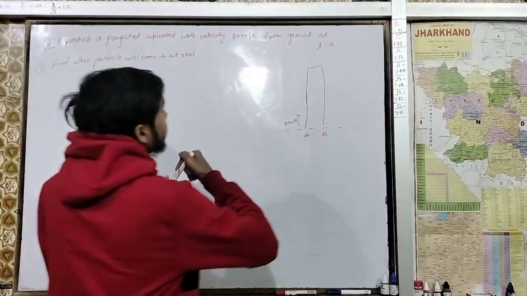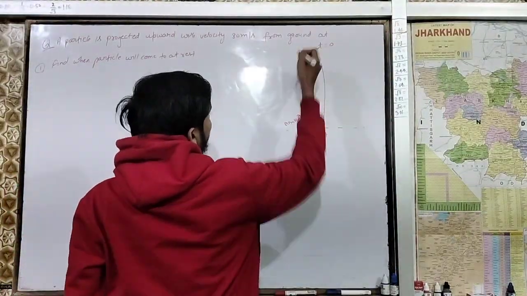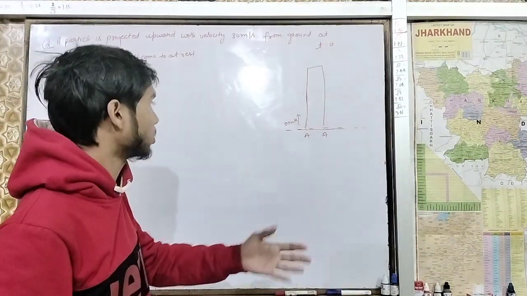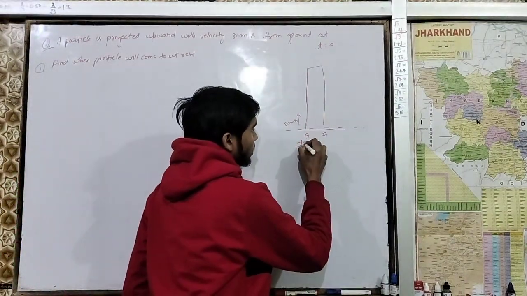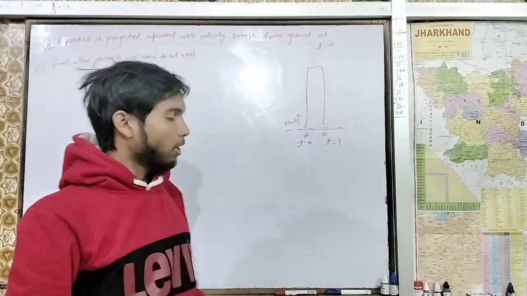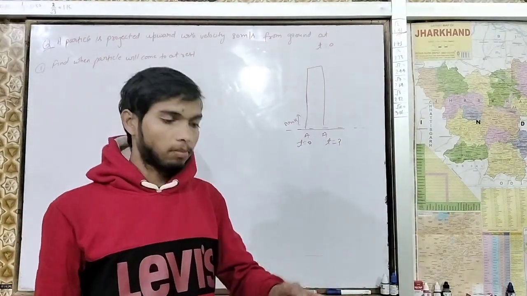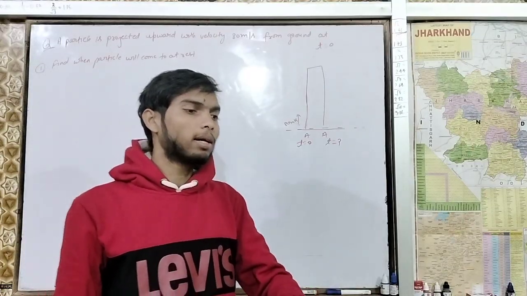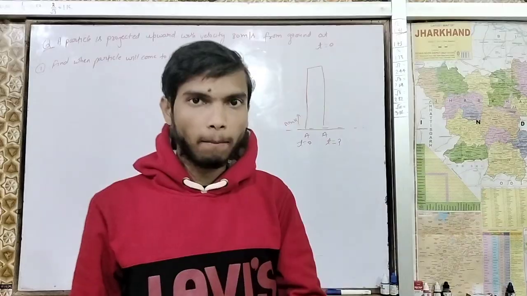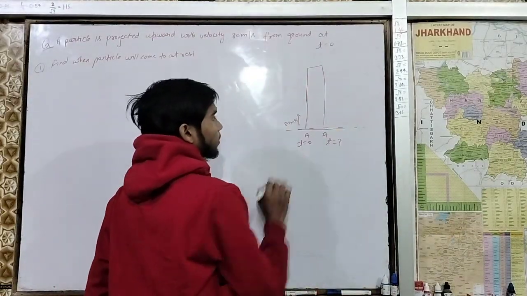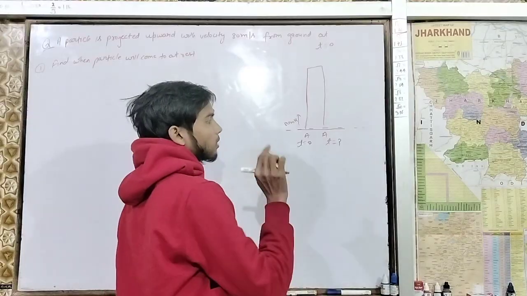Till here, we are crystal clear. From ground, we are considering this surface as the ground. Over here, t is 0. Now tell me, at what second will the particle come back to the ground? That is what we will find.